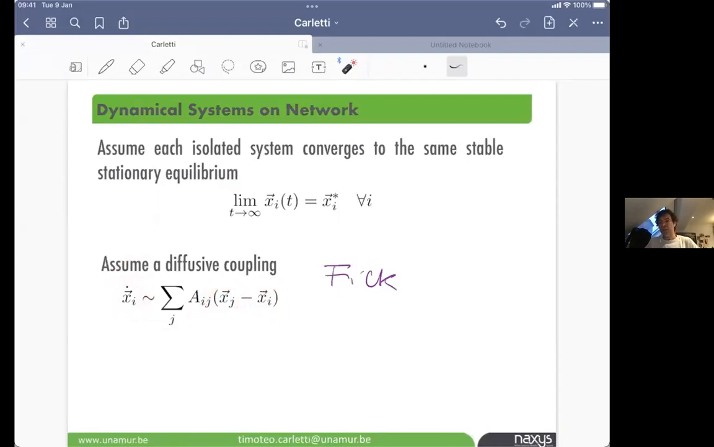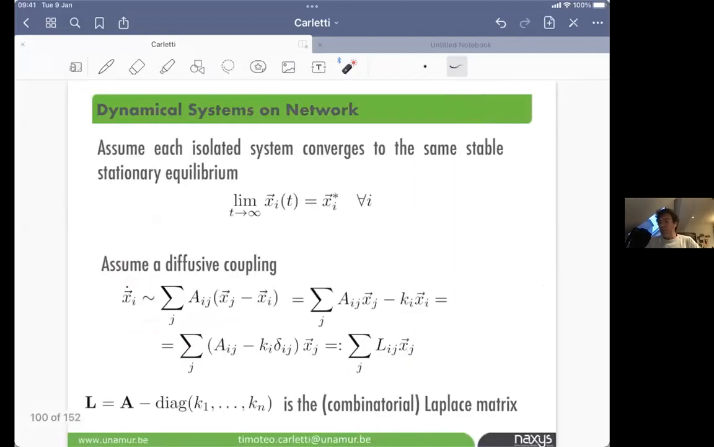That's why I put here the adjacency matrix. But if you look closer at this equation, you realize that this part of the sum doesn't depend on j. And so you sum up to k_i x_i, because remember k_i is the sum over j of A_ij. And then here you have x_j and x_i, so then you can introduce this delta. And so you have the sum over j of (A_ij minus k_i delta_ij) x_j. And so here you recognize again the Laplace operator.